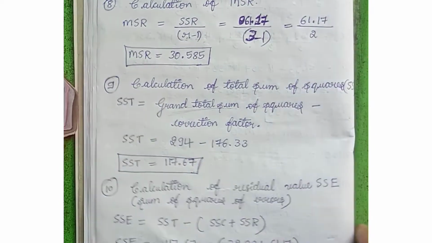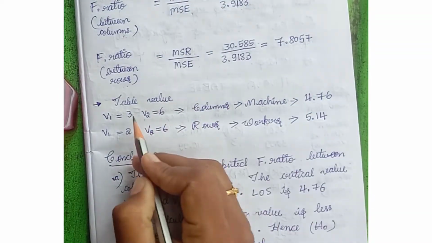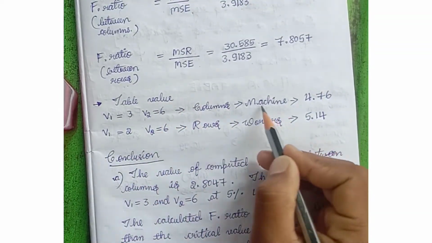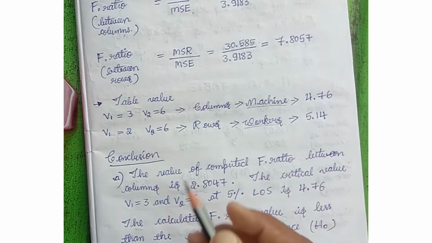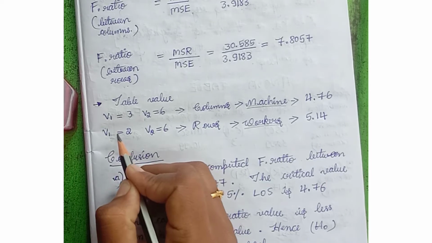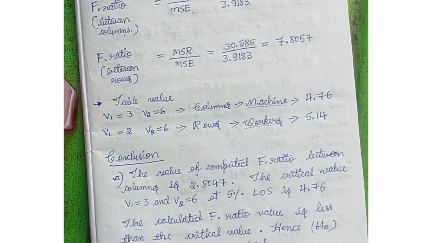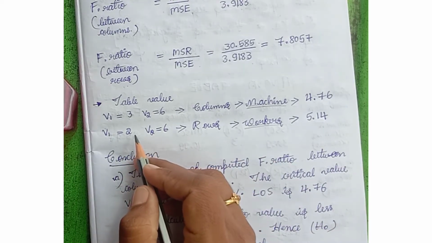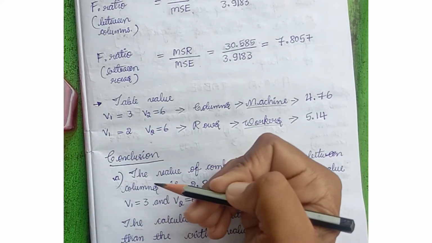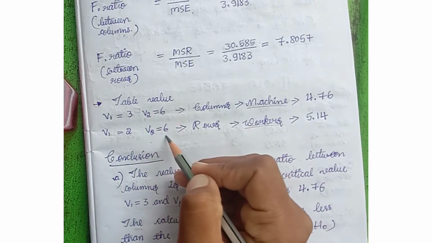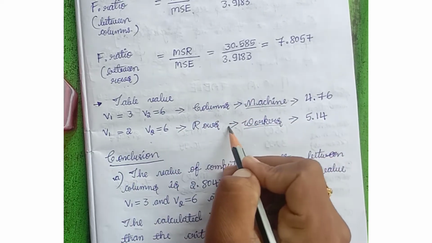So V1 I have taken here as 3 for the columns, that is machines. In the columns we have machines, and in the rows we have workers. V1 for rows is equal to 2, that is the degrees of freedom of rows, calculated as 3 minus 1 equals 2. V2 we get as 6 for both, so V2 is common here. This is from rows and this is from columns.